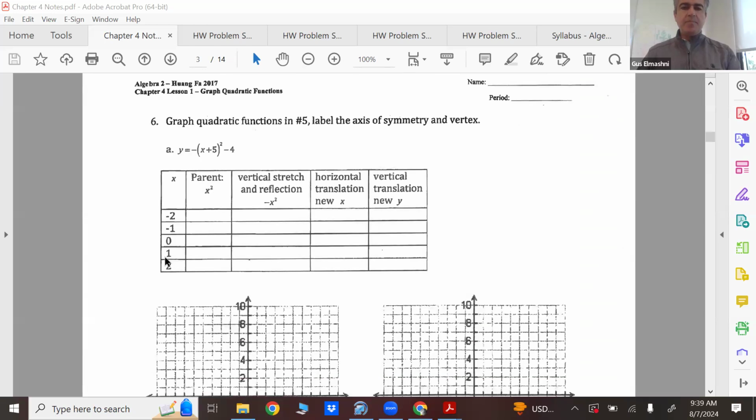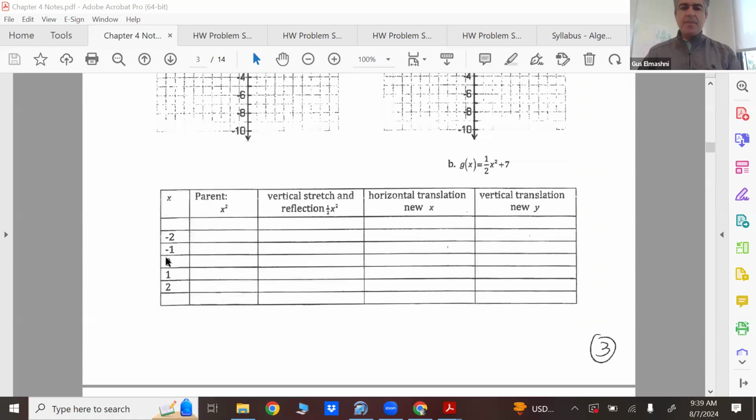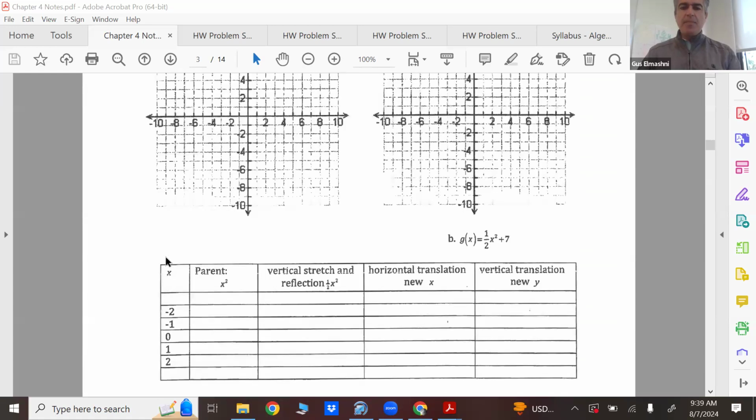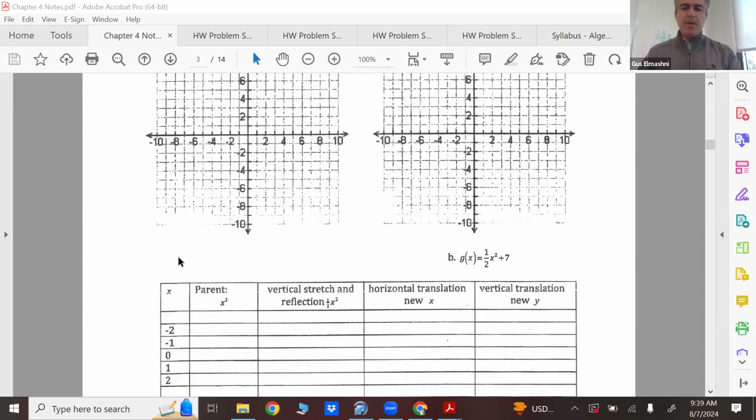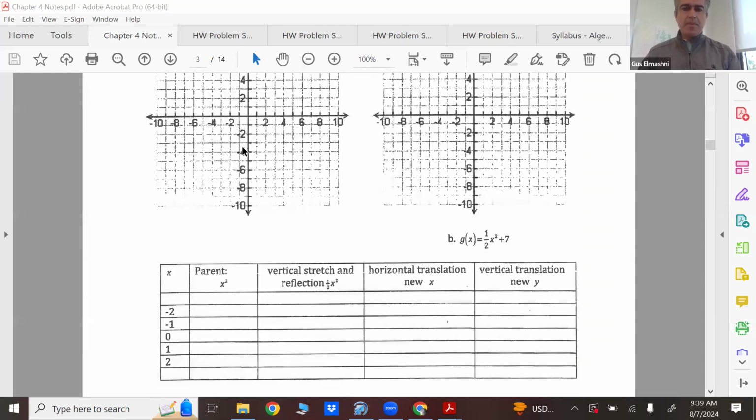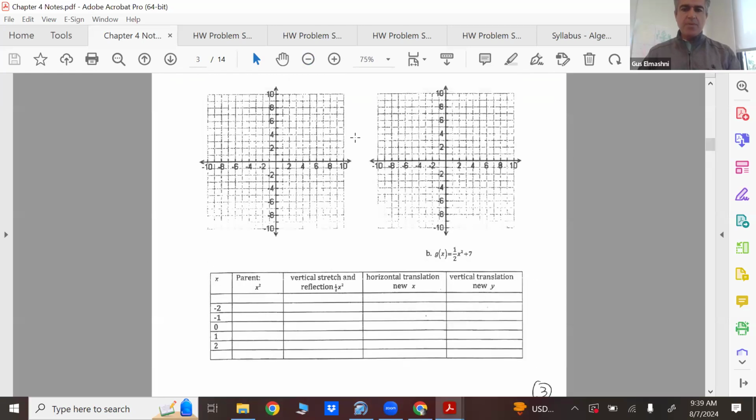Okay. I'm going to skip some of these because I think some of these are a bit redundant. I want to do B on the bottom page too. Let me zoom out just a tad so I can capture most of this. Okay. Let's not do A. Let's do B instead.